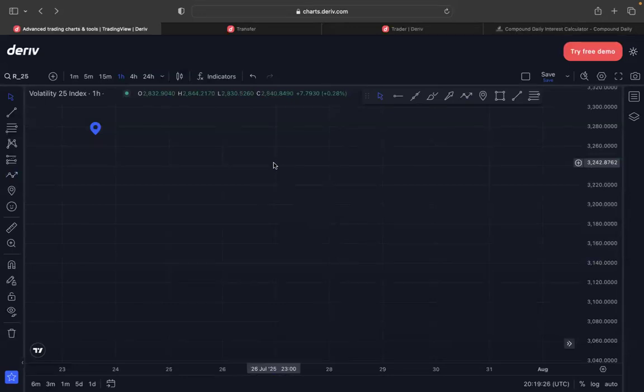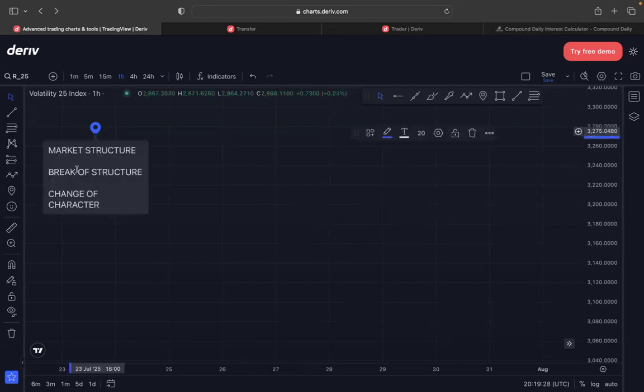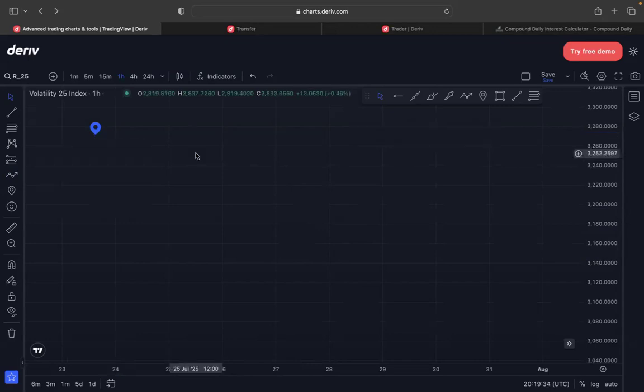So now the next thing we're going to be talking about is break of structure. What is break of structure? We need to understand all these concepts properly. Let's go back to the uptrend scenario. In an uptrend, we have what? A higher high, higher low.